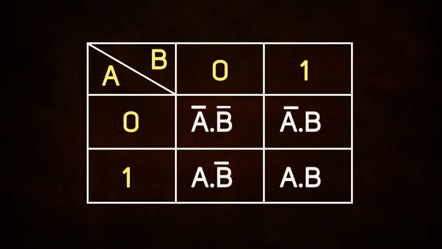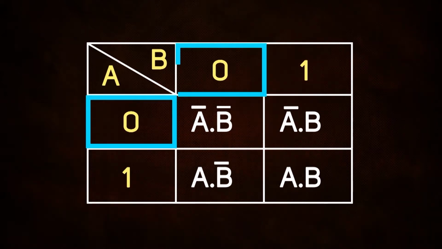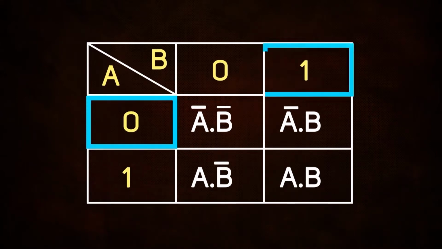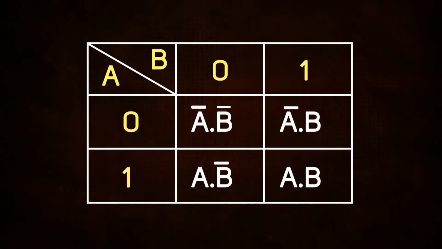Let us also create the 2 variable K-map using min terms. See the table. When you represent a POS expression, each cell represents a max term. To represent a SOP expression or sum of product expression, fill the cells with corresponding min terms. So, when the row heading is 0 and column heading is 0, the min term we write is A complement dot B complement. When row heading is 0 and column heading is 1, the term is A complement dot B. Likewise, we can write all min terms in the corresponding cells.